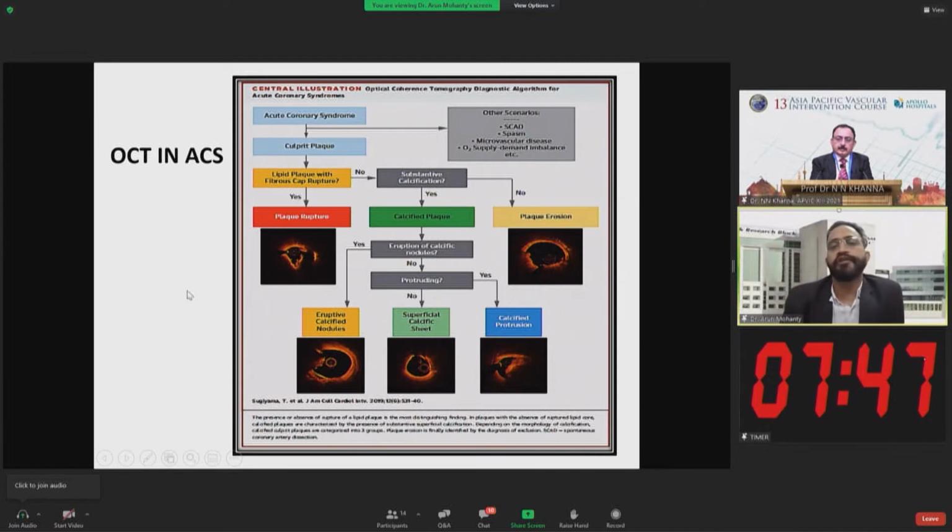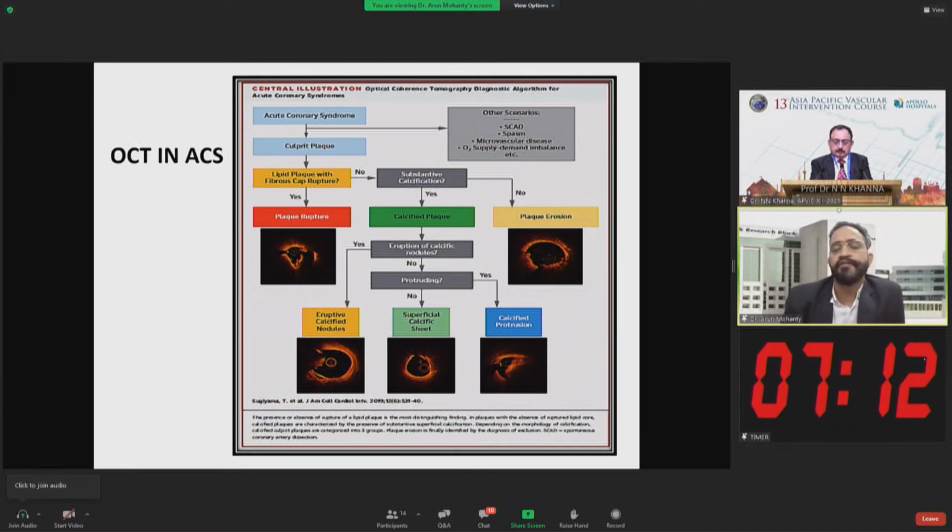This is the algorithm which is very famous for the ACS pathology, and all of us have understood. We have three kinds of plaque morphologies in ACS particularly. Basically, we have plaque rupture, most commonly seen; calcified plaque, very rare, but troublesome; and plaque erosion, very common in the Indian setting, particularly in young smokers. So there is thrombus with erosion. When you have calcified plaque, you get an eruptive calcific nodule, which is the most dangerous anatomic finding.